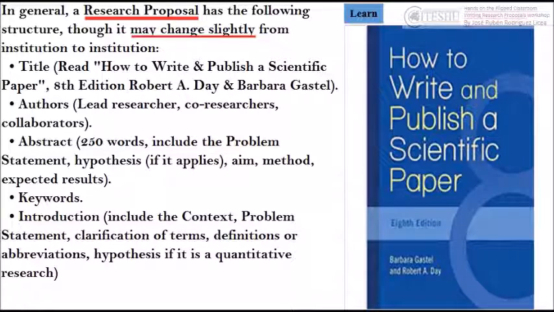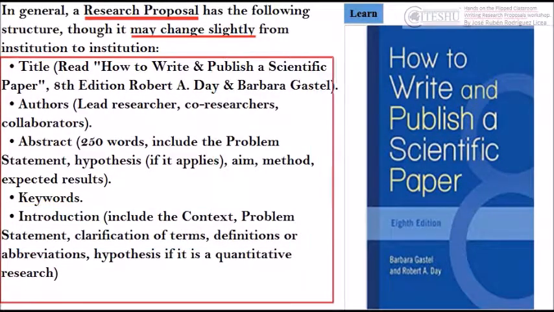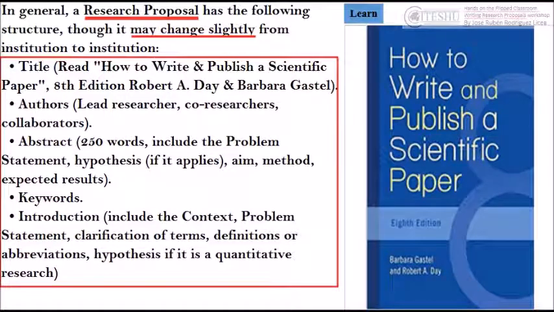Title: Read How to Write and Publish a Scientific Paper, 8th edition, Robert A. Day and Barbara Gastel. Authors: Lead researcher, co-researchers, collaborators. Abstract: 250 words, include the problem statement, hypothesis, if it applies, aim, method, expected results. Keywords: Introduction, include the context, problem statement, clarification of terms, definitions or abbreviations, hypothesis if it is a quantitative research.